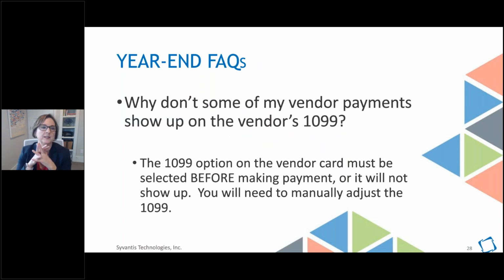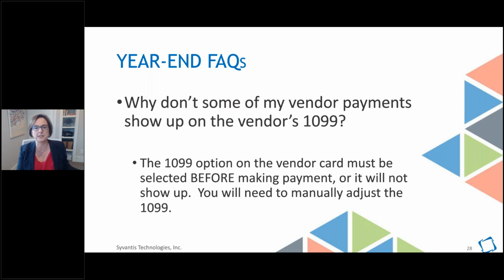Frequently asked questions. Let's go through some of those. These are ones that happen every year. Why don't some of my vendor payments show up on the 1099? This one is really common. The story is, you've got an AP clerk who is in charge of setting up vendors. In January, somebody says, set up this vendor, and they set them up. Then they pay them a couple of times. And then all of a sudden they look at it and go, geez, these guys should have been a 1099 vendor. And then they mark it as a 1099 vendor in March.